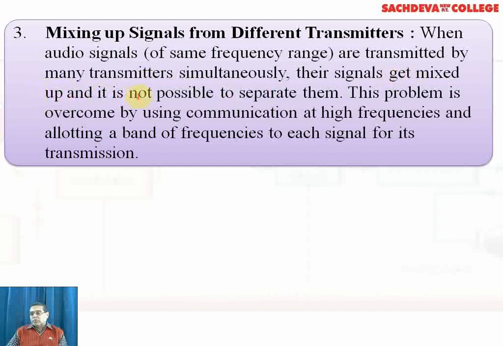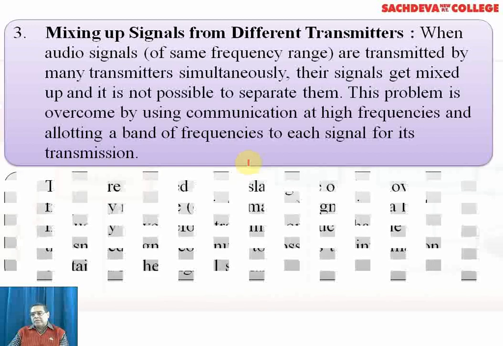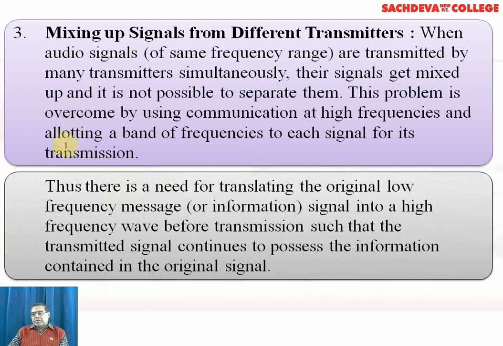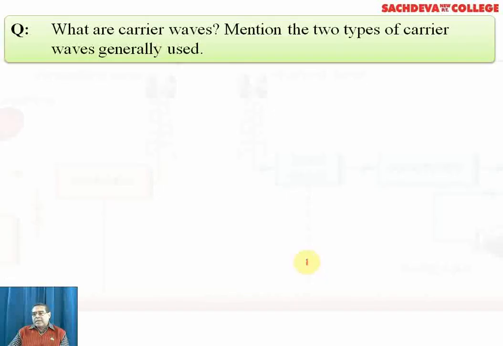This problem is overcome by using communication at high frequencies and allotting a band of frequencies to each signal for its transmission. So every signal has got a band, and within that band limit we can transmit a signal, because many transmitters can simultaneously send audio signals. Therefore, there is a need for translating the original low frequency message or information signal into a high frequency wave before transmission, such that the transmitted signal continues to possess the information contained in the original signal.